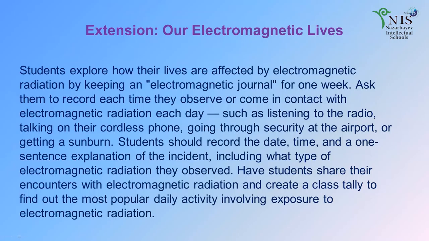This is your last task. Our electromagnetic lives. You should explore how your lives are affected by electromagnetic radiation by keeping an electromagnetic journal for 1 week. You should record each time you observe or come in contact with electromagnetic radiation each day. For example, listening to the radio, talking on the cordless phone, going through security at the airport, or getting a sunburn. You should record the date, time, and a one sentence explanation of the incident, including what type of electromagnetic radiation you observe.